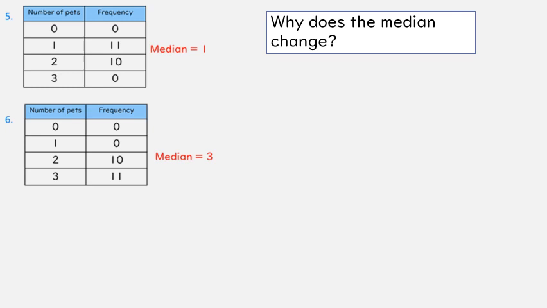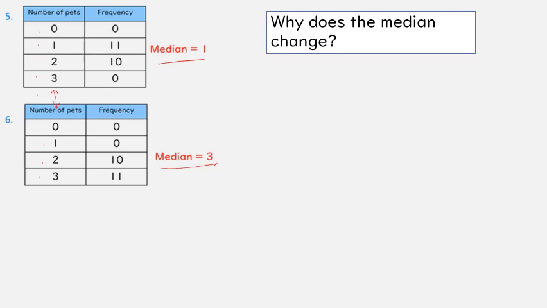So these 2 questions look very similar. The number of pets is the same. We've got 0 to 3, haven't we? Ranging from 0 to 3. And we have 11 and 10 in the frequency, just in different positions. So why is the median 1 here and median 3 for the second one?